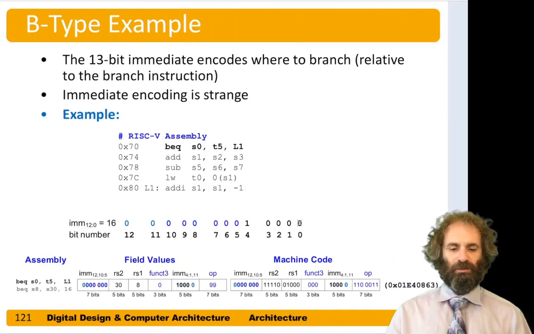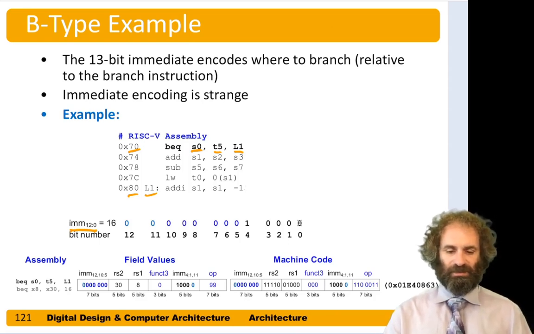So let's say we wanted to do BEQ. If S0 is equal to S5, we want to branch to label 1. So this instruction is at address, say, 70. Label 1 is at address 80. It's 4 instructions later. So we need to add 16. These are in hexadecimal, so 70 to 80 is hex 10 or decimal 16 bytes further in the program. So we need an immediate offset of 16.